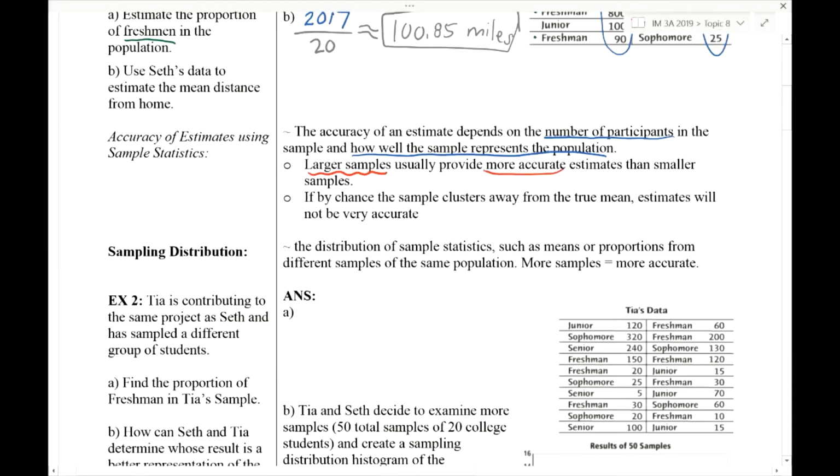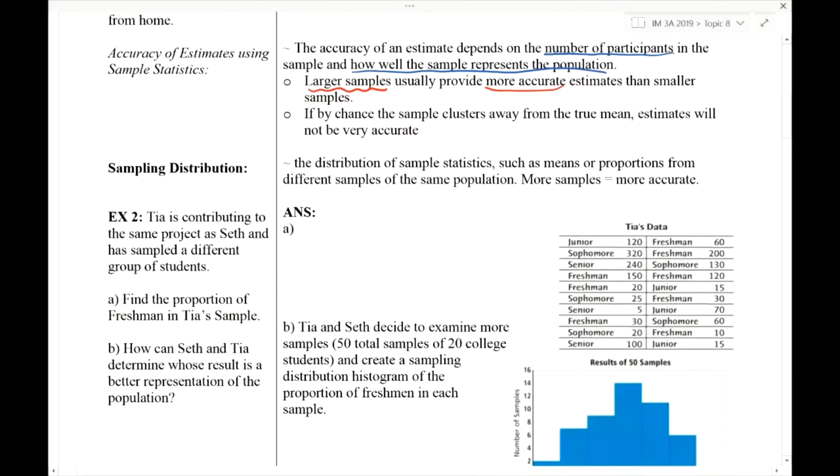If by chance the sample clusters away from the true mean, estimates will not be very accurate. So we are flipping a coin here, right? We're choosing a group of people that we hope best represents the population, and it could be that we just pick a bad sample. So that's why something called a sampling distribution is a better way to collect data.